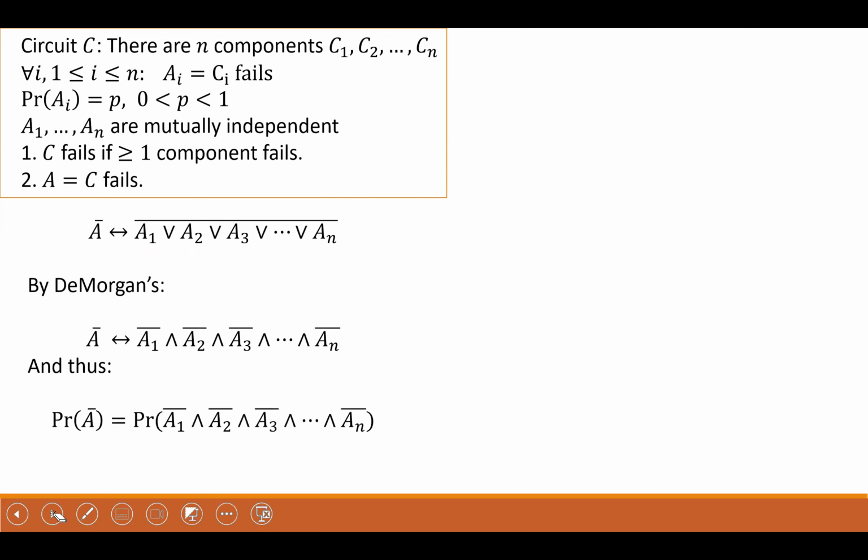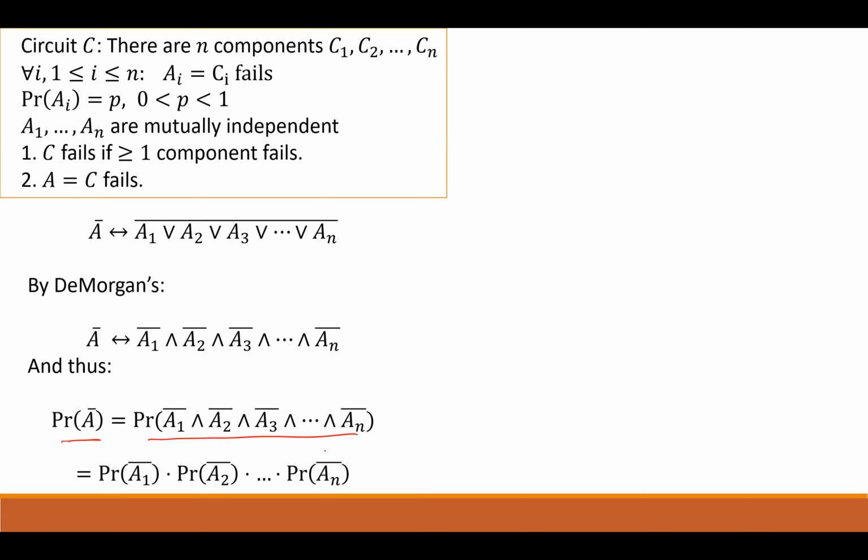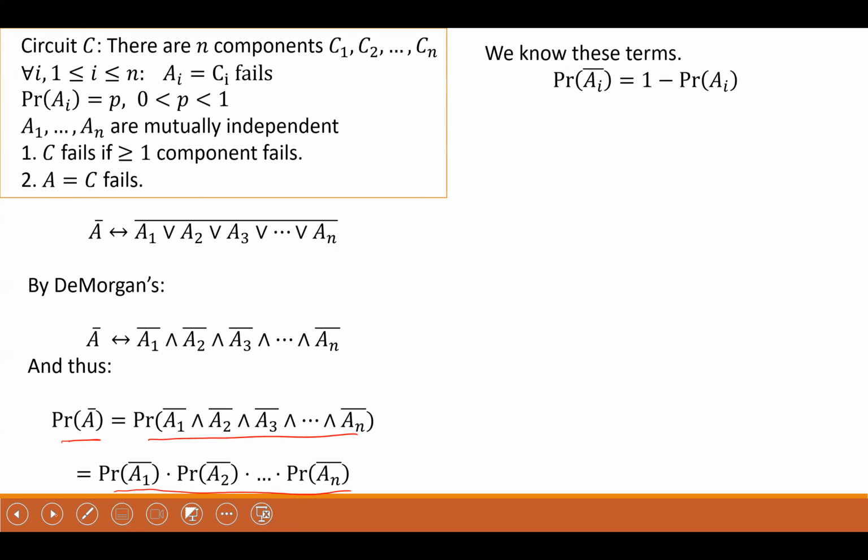And of course, all of these are independent of each other, right? So if we want to determine the probability of A complement, it's the product of the individual probabilities. Okay, so now what are those individual probabilities? Well, we'll just use the complement rule again. The probability that circuit i does not fail is 1 minus the probability that circuit i does fail. The probability that circuit i does fail is P, we defined that up here. So the probability that circuit i does not fail is 1 minus P.